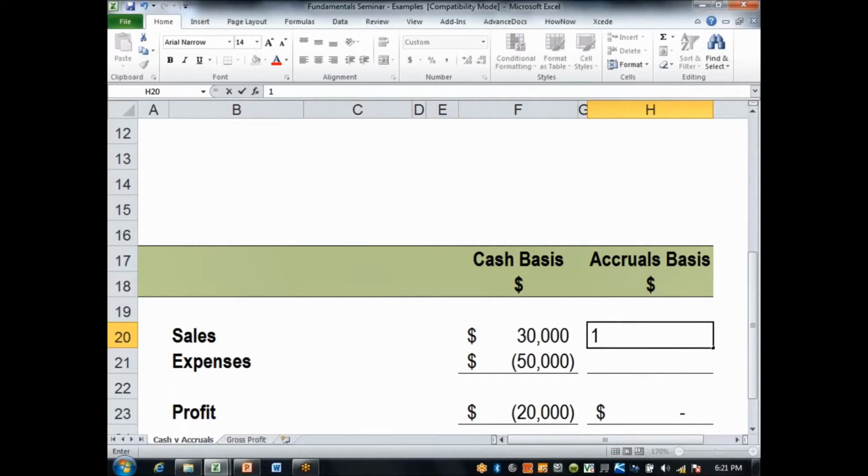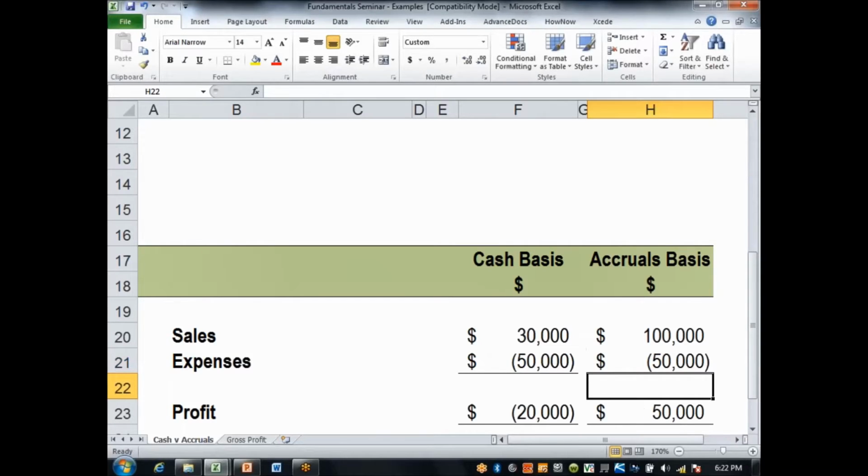Accruals basis: how much did we bill? $100,000. How much did we pay out? $50,000. So under the cash basis of accounting, we make a loss of $20,000. Accruals-based accounting, $50,000 profit. Is there any difference in the way the business actually traded? No, it's the same business. One's reporting a loss, one's reporting a profit.